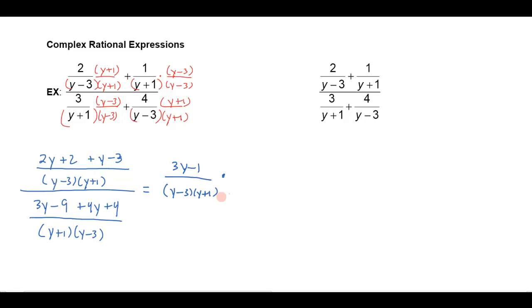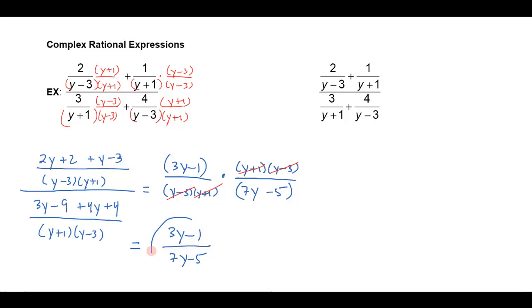I got y plus 1, y minus 3 in the denominator, so that's going to become the numerator. And then this right here I can combine. That's going to be 7y. 3y and 4y is 7y, and minus 9 plus 4 is minus 5. Now remember, that's a factor. I'm going to put parentheses around that just to remind myself. And then you'll notice that when I invert and multiply, these y plus 1s, the y minus 3s, they're going to cancel. So I just get 3y minus 1 all over 7y minus 5.